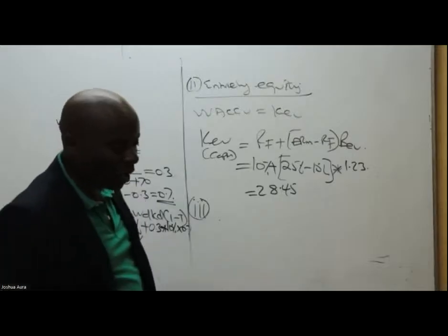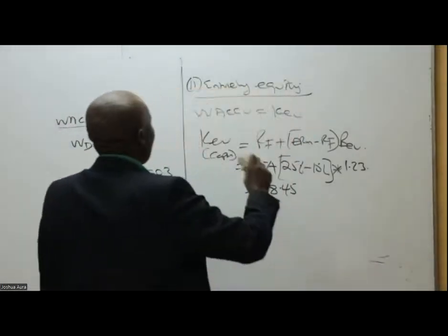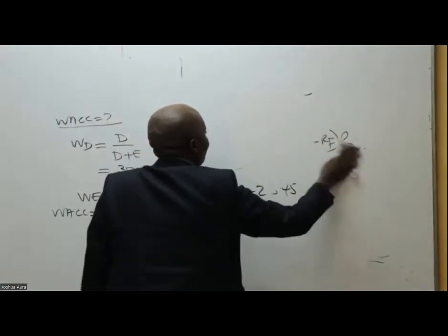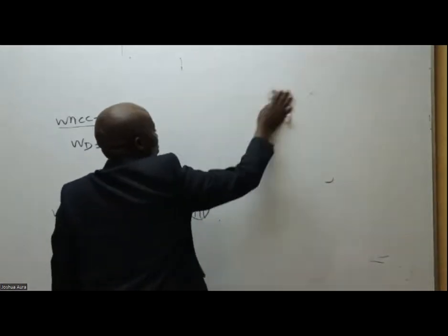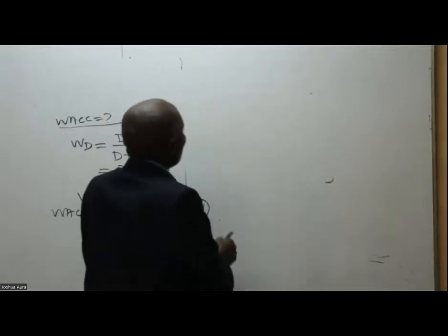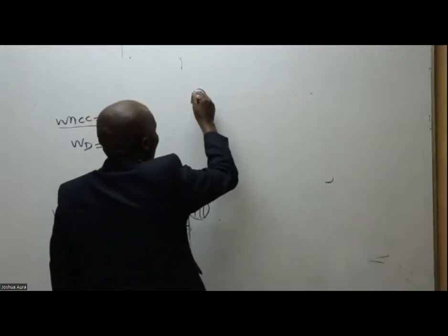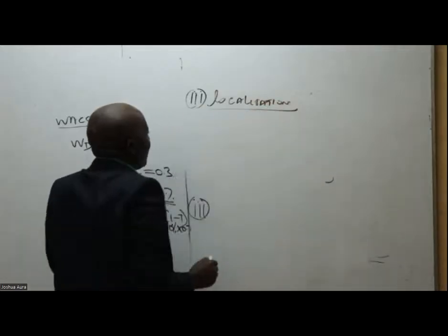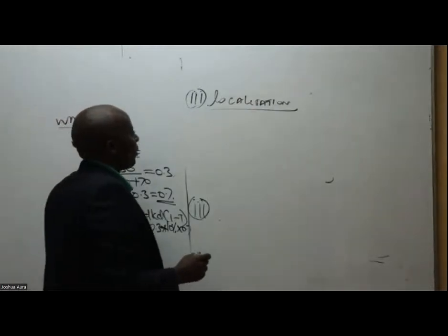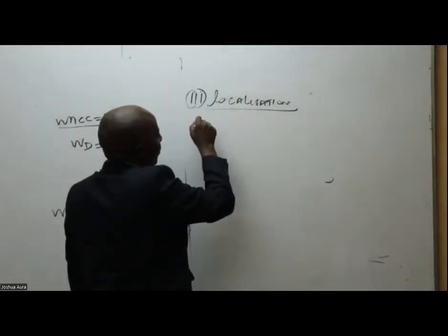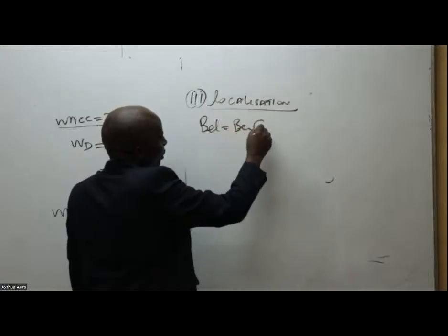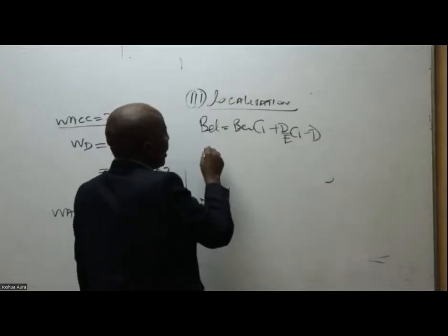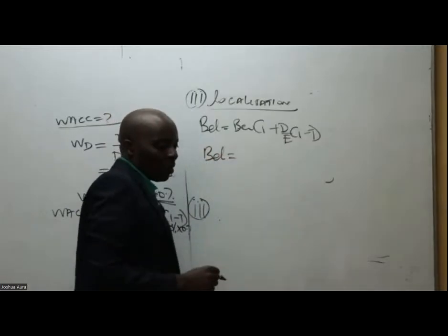First of all, it's localization. We are doing the localization for Roman number 3. All right, so we have our beta, which will be our beta into 1 plus debt over equity into 1 minus tax, like that. So then we have our beta, which will be equal to our beta.